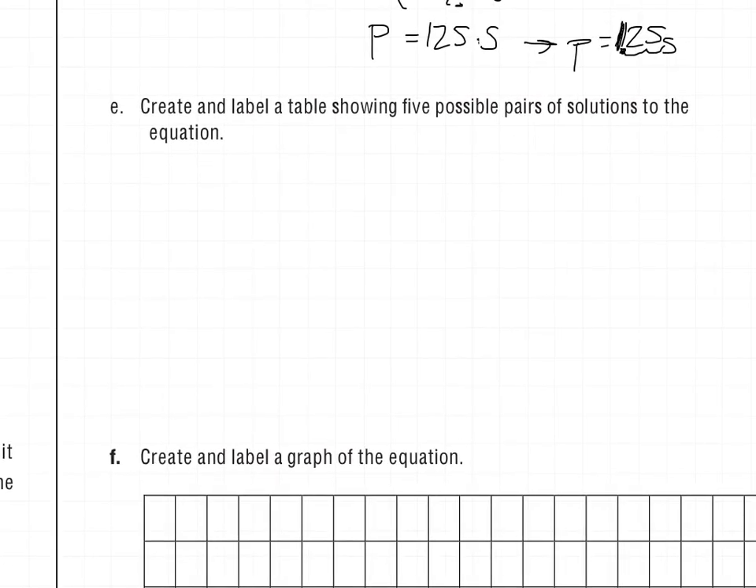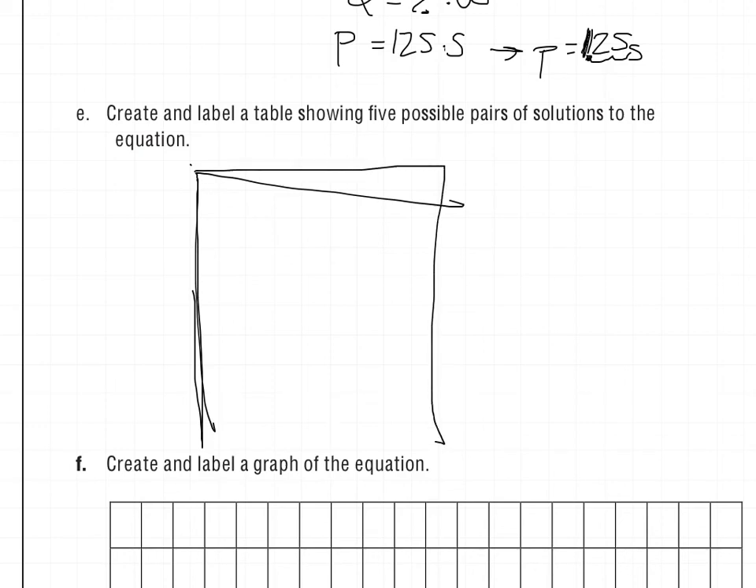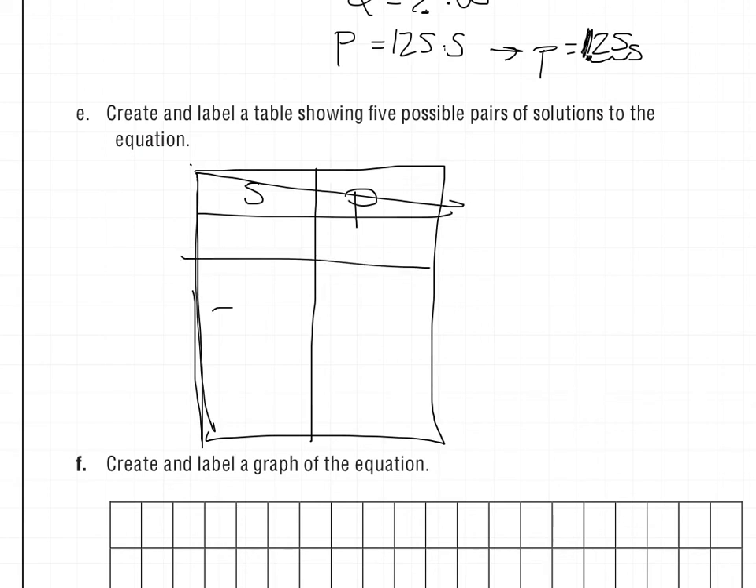Alright, so next is create and label a table showing the possible pairs of the solution to the equation. So this is basically making a T-chart, and I'm doing a really ugly job here. Our inputs are our S, our outputs are our P, and let's plug in some values. Pick some values, whatever you want, and then go ahead and calculate for me what the P value would be. So maybe one price I might put in is $10.